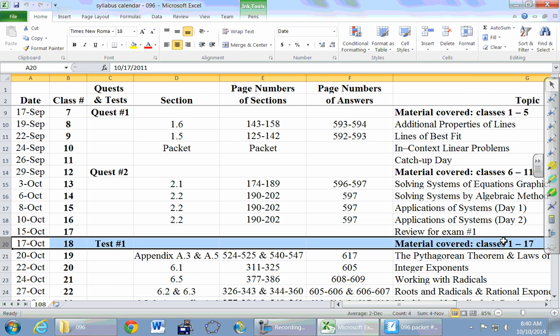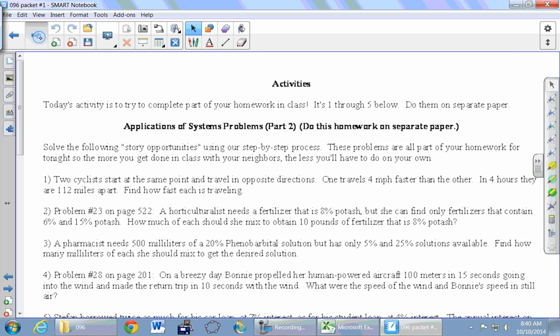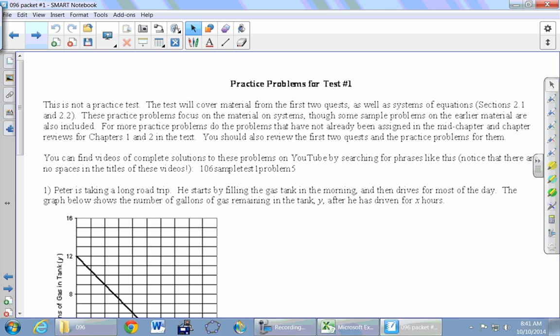if you go to the packet, we're going to start on page 70, but I'm just going to skip to page 72 for just a moment, and you'll find practice problems for our first test. And I'll highlight again that if you go to YouTube and you know what you're looking for, you can find videos of me going through each of these problems.